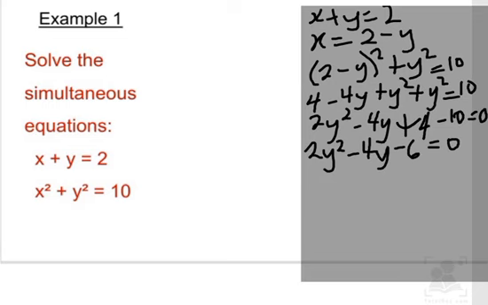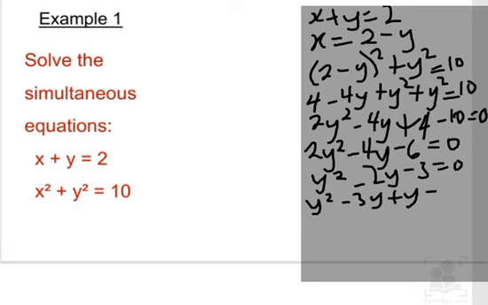So I can divide through by 2 to make my quadratic equation simpler before I finally solve. Dividing through by 2, we have y squared minus 2y minus 3 equals 0. Then applying factorization methods to solve for the values of y, I have y squared minus 3y plus y minus 3 equals 0.